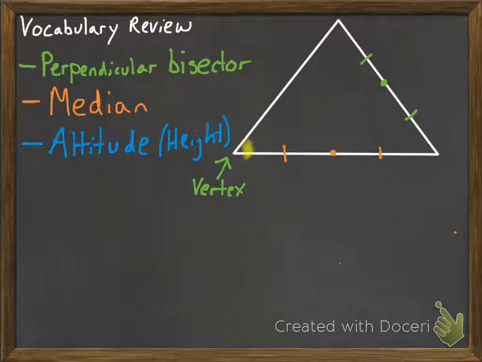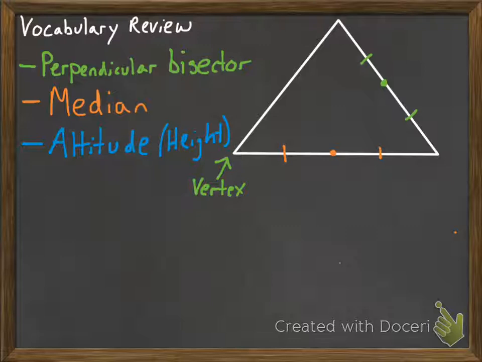This corner right here that I just highlighted is called a vertex. That corner is a vertex. There are 1, 2, and 3 vertexes in this triangle. There's 3 corners to the triangle.